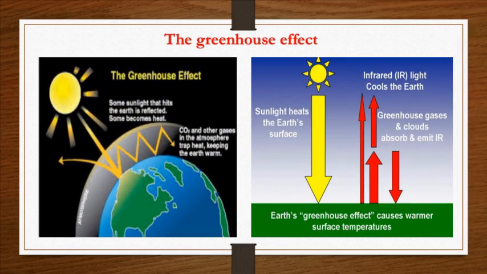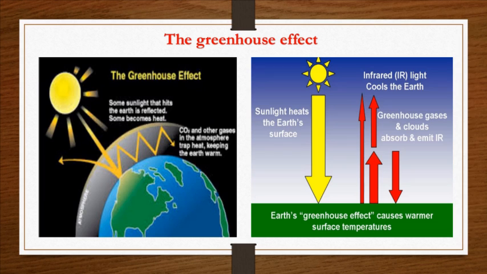Here in this slide we shall see some illustrations of global warming. The sun hits the ground, and some of the light that hits the earth is reflected. Some becomes heat, because the greenhouse gases trap the heat, and this interferes with the movement of natural heat that should be moving.